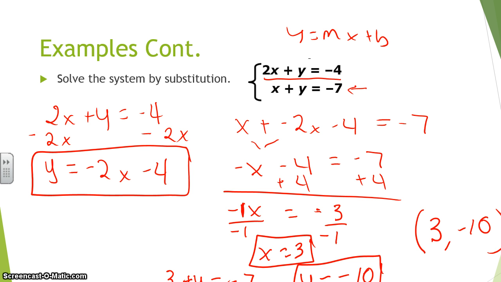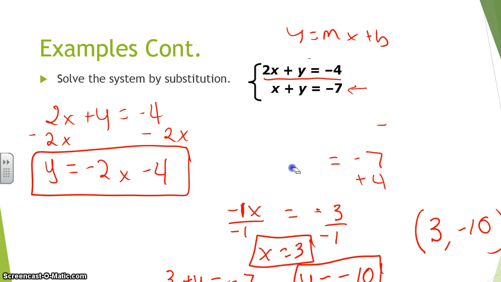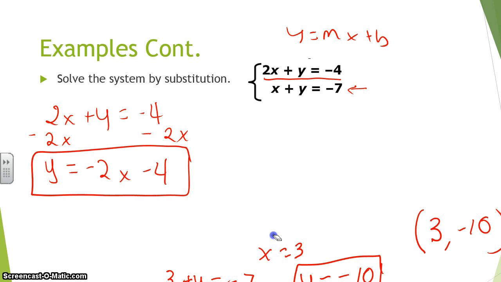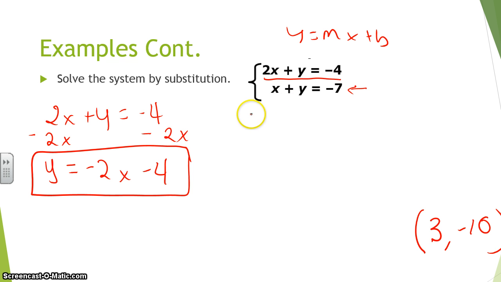My last step is I need to make sure my 3, negative 10 is true with my two original equations. So I'm going to substitute these values into each equation to make sure they're true. Let me just erase this here. So if I look at my first equation, we have 2 times my x, which is 3, plus my y, which is negative 10. Is that going to equal negative 4? Well, 2 times 3 is 6. 6 plus negative 10 gives me negative 4, so this is true.